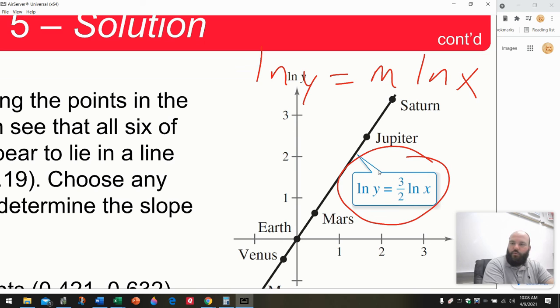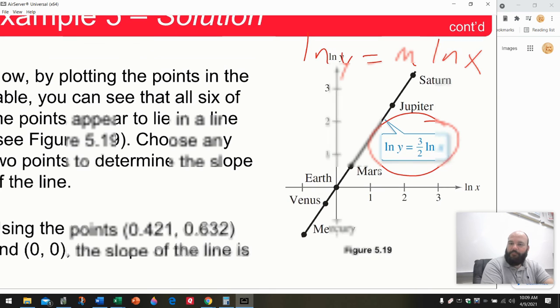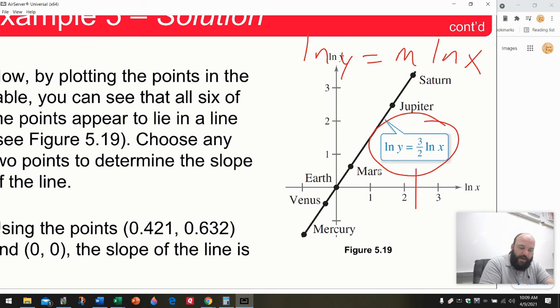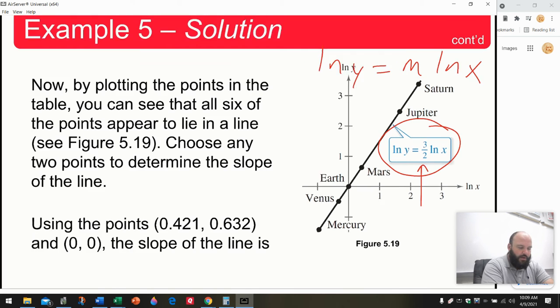So we were able to take the natural log of all of our data points, which gave us new data points. After we plotted those new data points, they formed a straight line for which we found the slope. And once we have the slope, you can write the equation, which is what we have there. Natural log of y is equal to 3 over 2 natural log of x.